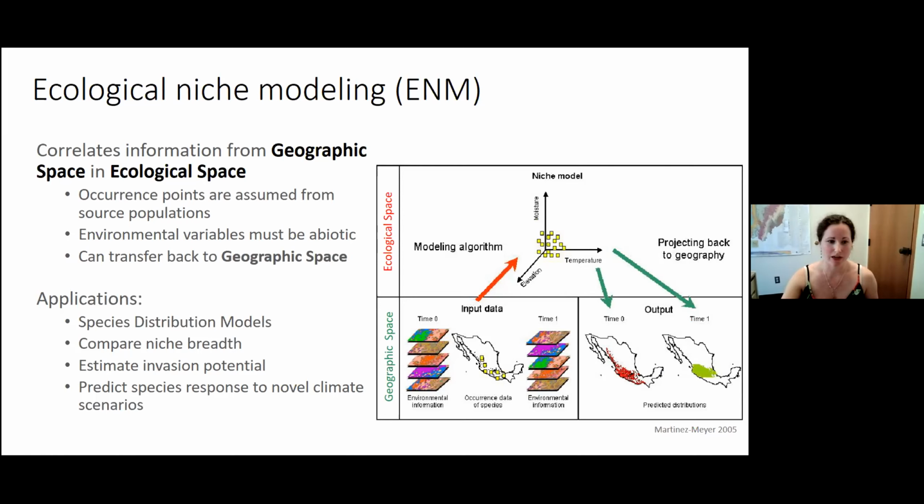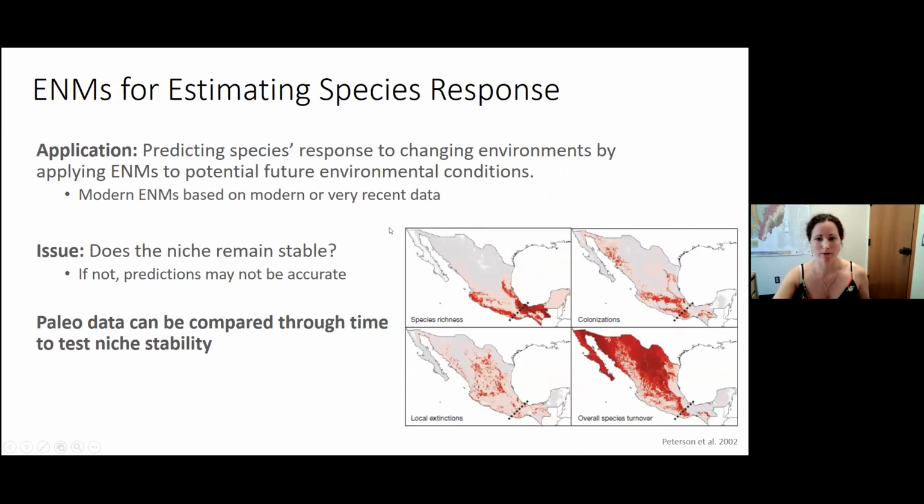And the versatility of how we can conceptualize these models makes them really useful for answering a variety of ecological questions. So ENMs can be used to create species distribution models, to compare niche breadth between related taxa, to estimate the invasion potential of different species into new areas, and potentially to predict the response of species to changing climate or environmental scenarios. So as I said before, quantifying the species' ecological niche using ENMs is particularly useful for modern conservation efforts because we can try to see how our own changing climate will impact those species in the long run. So this is just an example of a paper that used ENMs to try to predict population dynamics and species response using the niche model for the particular species they were looking at.